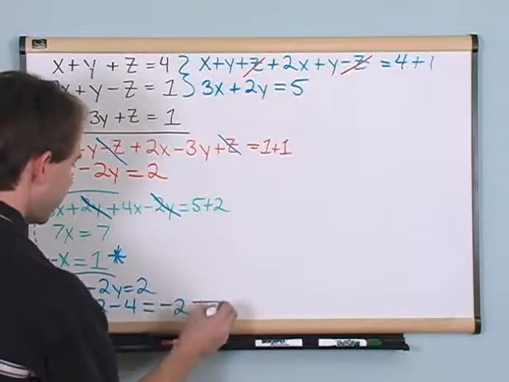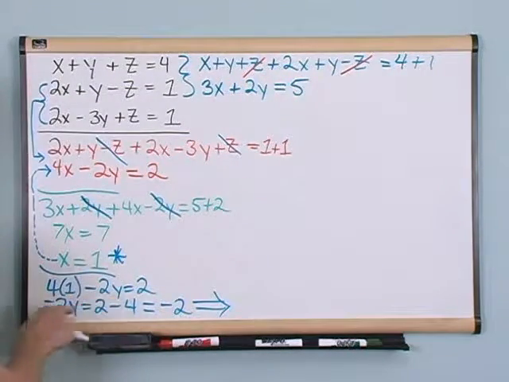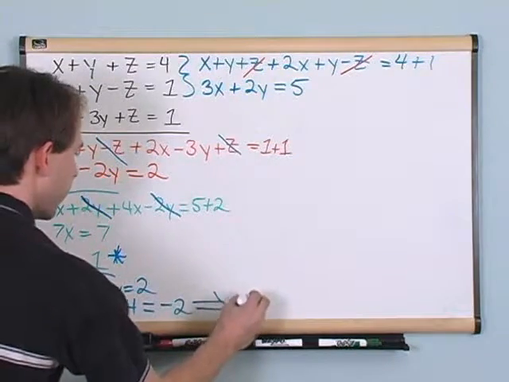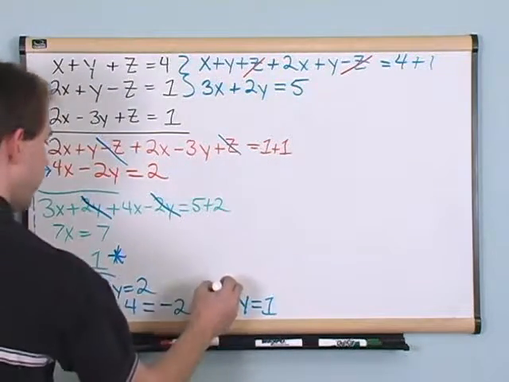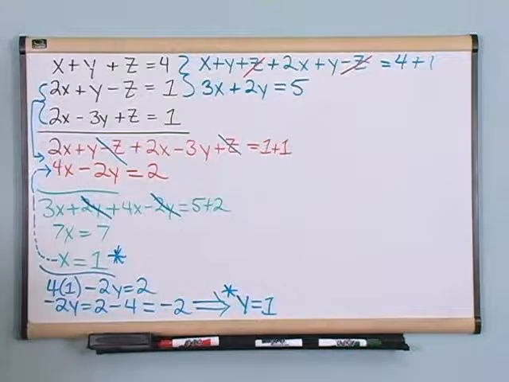So I'm going to put my double arrow here, which means that when I finally solve for y here, I'm just going to divide both sides here by negative 2. So negative 2 divided by negative 2 is just 1. So y is equal to 1. And that is something important. Okay?